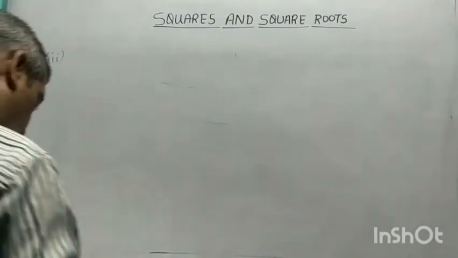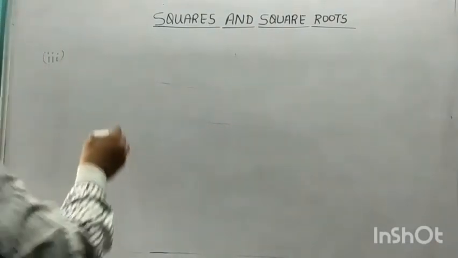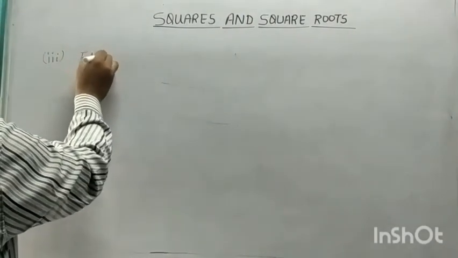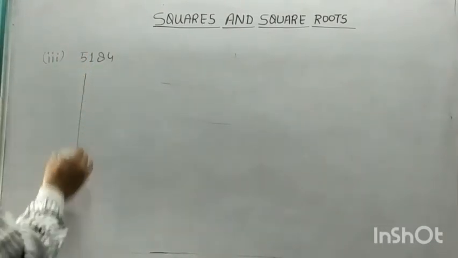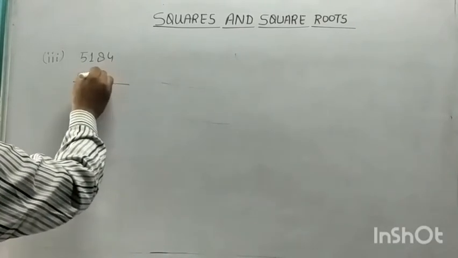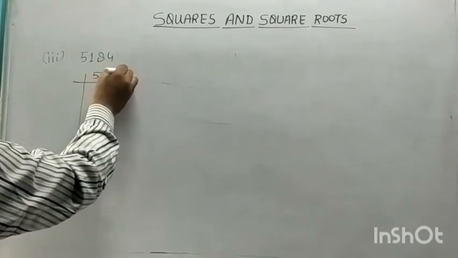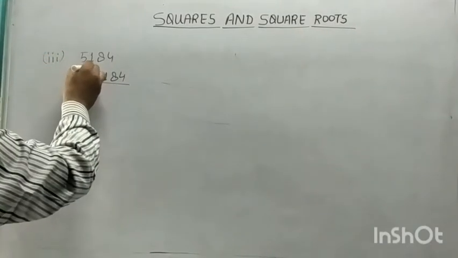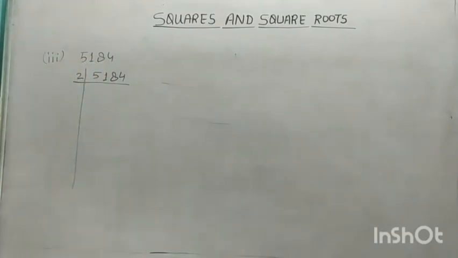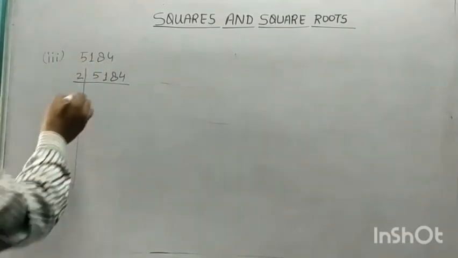What is the square root of 5184? Again, first find the prime factors. All of you know how to find the prime factors, starting from 2, because 2 is the first prime number.